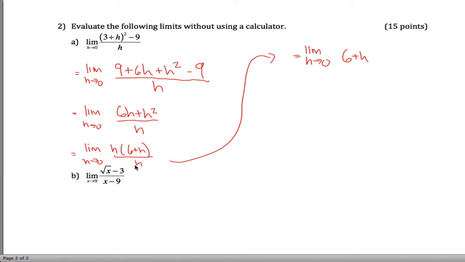Like, what do you mean it's not? I just canceled out h's. Doesn't that make it equal? It doesn't. This is the same as this everywhere except for when h equals 0. If h equals 0, this thing equals 6. This thing is undefined. That's different. So this is not the same as this.